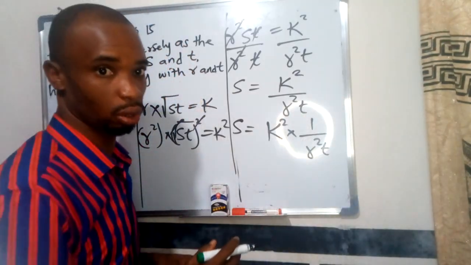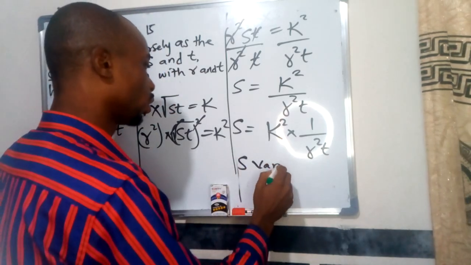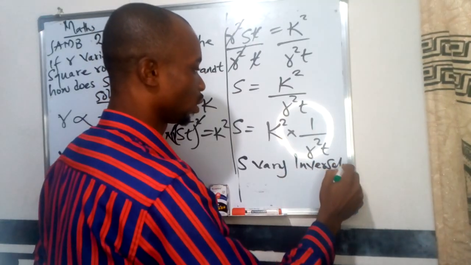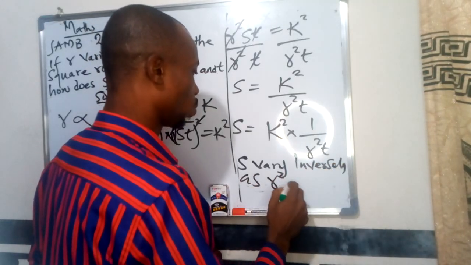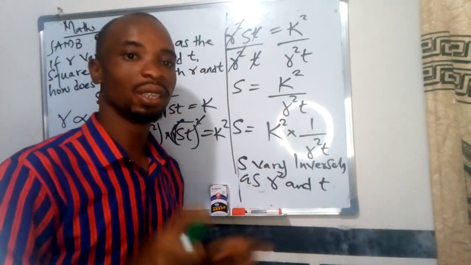Inverse variation. Are we together? So that means that s varies inversely as r squared and t. Right? That means s varies inversely.